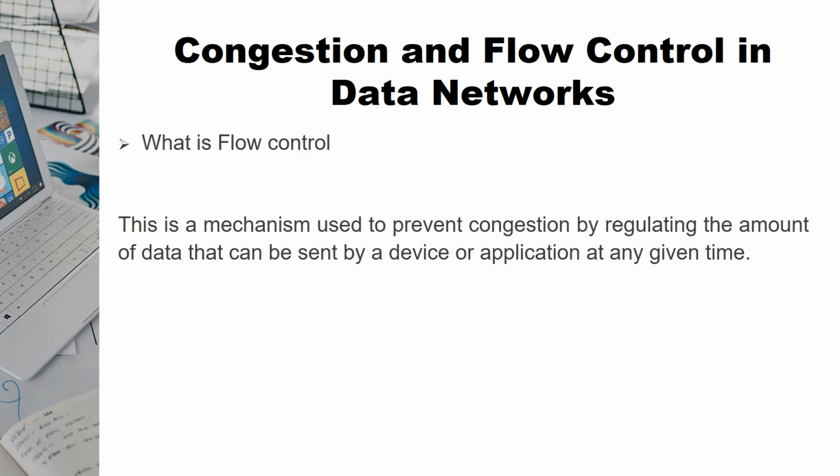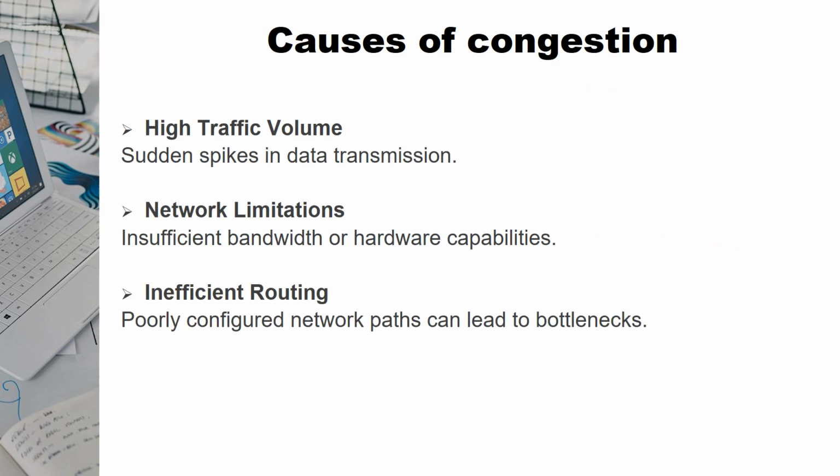Imagine a sender device trying to send a large file to a receiver device over a network. Without flow control, the sender might send too much data at once, overwhelming the receiver and causing congestion. With flow control, the sender sends packets in a controlled manner, waiting for acknowledgements from the receiver before sending more packets. We need to explain the causes of congestion.